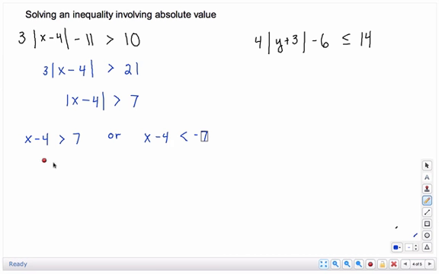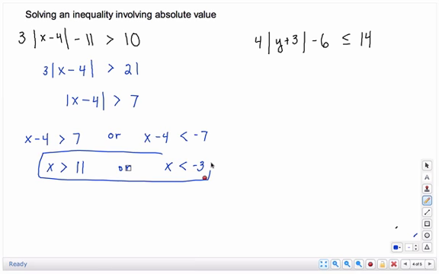Okay, so now we're going to add 4 to both sides. So 7 plus 4 is 11, so we have x is greater than 11. And this one right here, when we add 4 to both sides, negative 7 plus a positive 4 is a negative 3. And these are your 2 solutions.